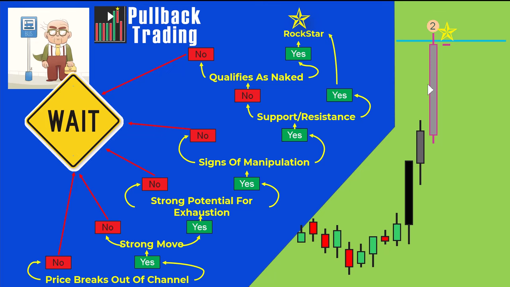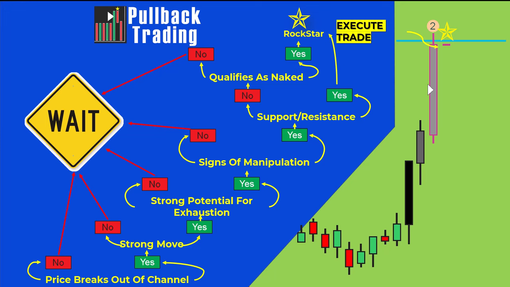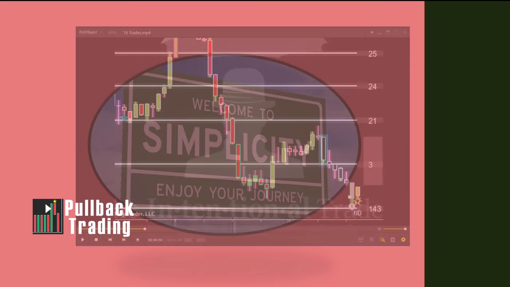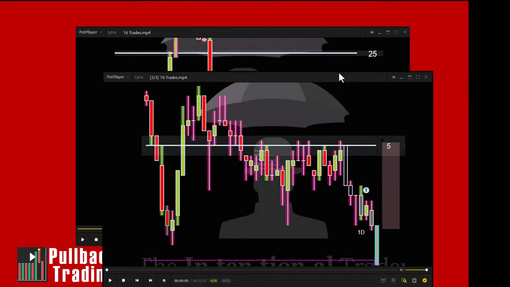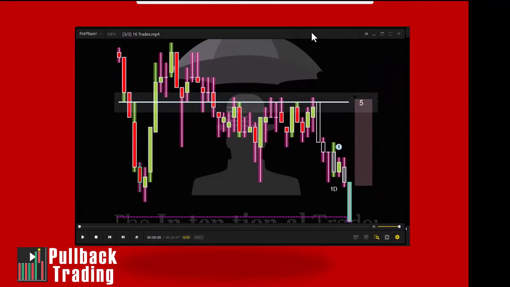Right? I mean, this is a pretty simple qualifying process. Again, after you've done it a few dozen times, you'll get it. It's not hard. But you do have to work at it. Okay, that's where you would execute the trade, would be right at the open of that bar. All right, let's see what it looks like. Let's see what it looks like on an actual chart, what the actual trades look like.